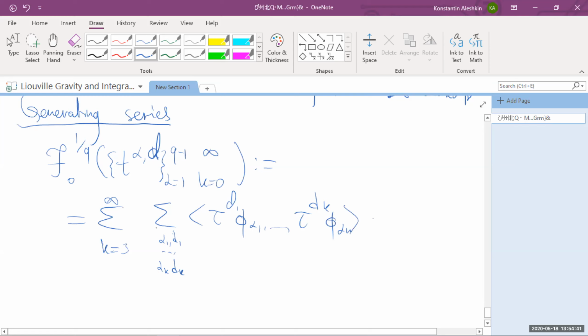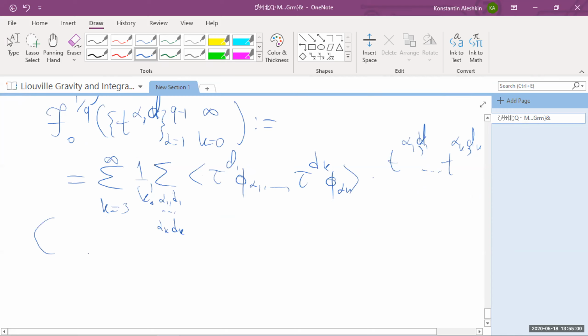Weighted with the corresponding coefficients, 1 over k factorial, alpha 1 k d1 up to t alpha k dk. So there is a column between those guys. This is the genus 0 free energy, so this is a formal power series in the variables t alpha d, where alpha d runs through q minus 1 times infinity variables.